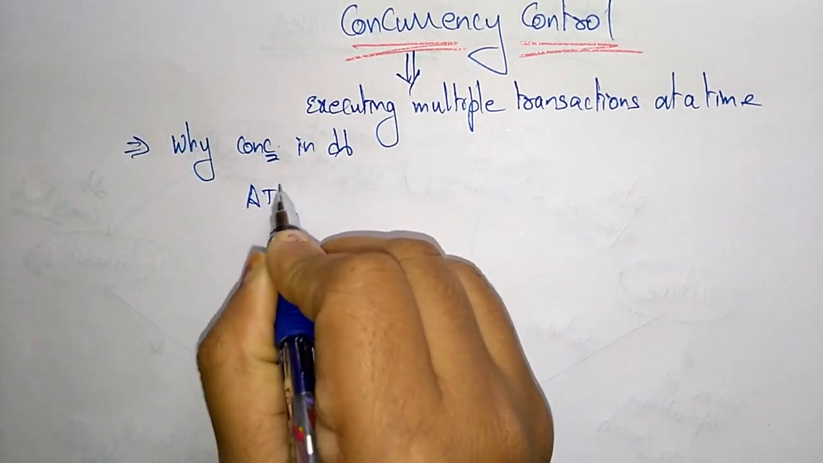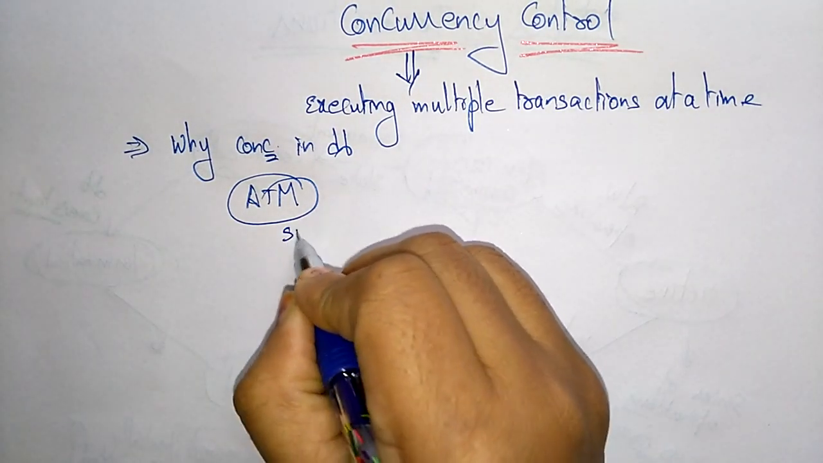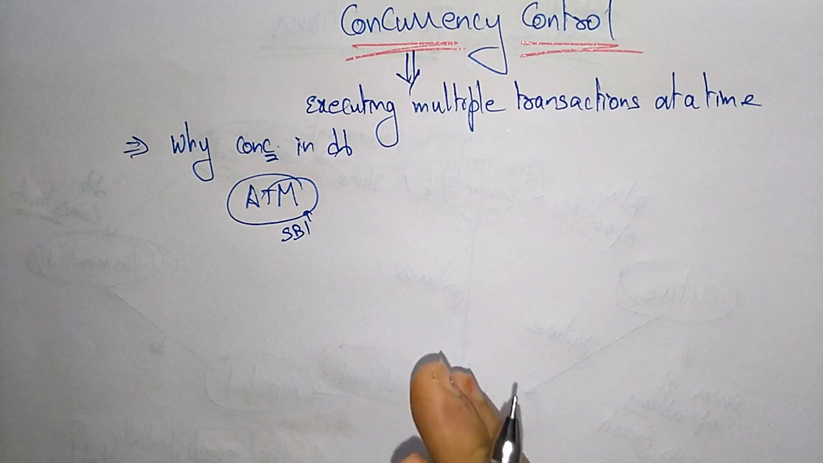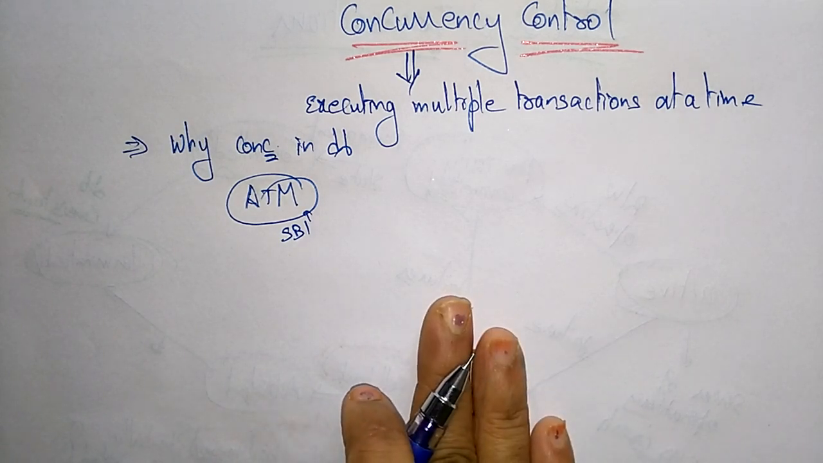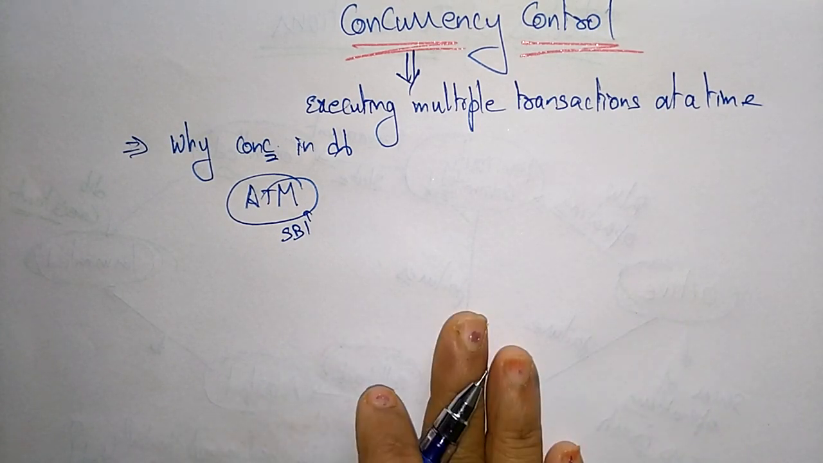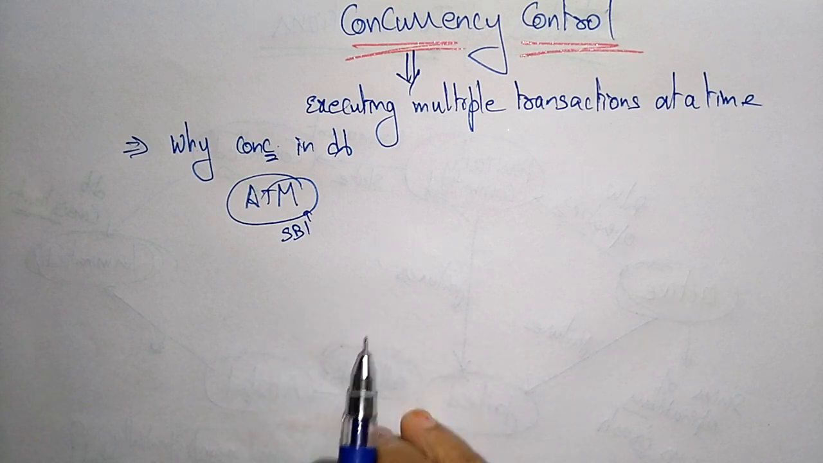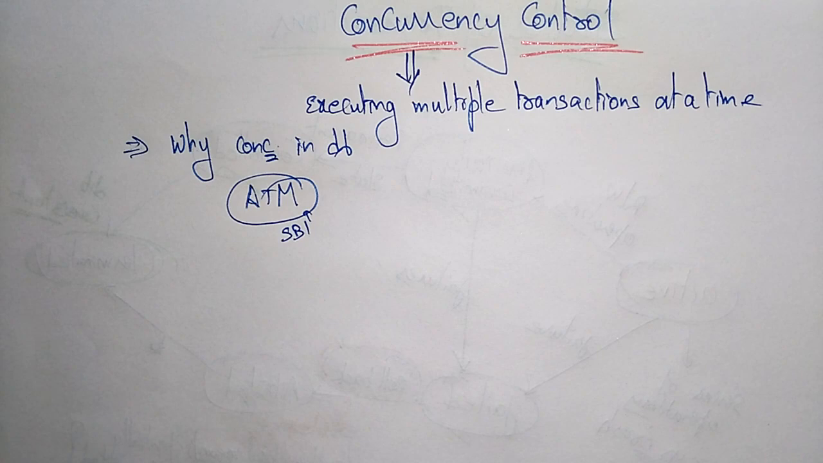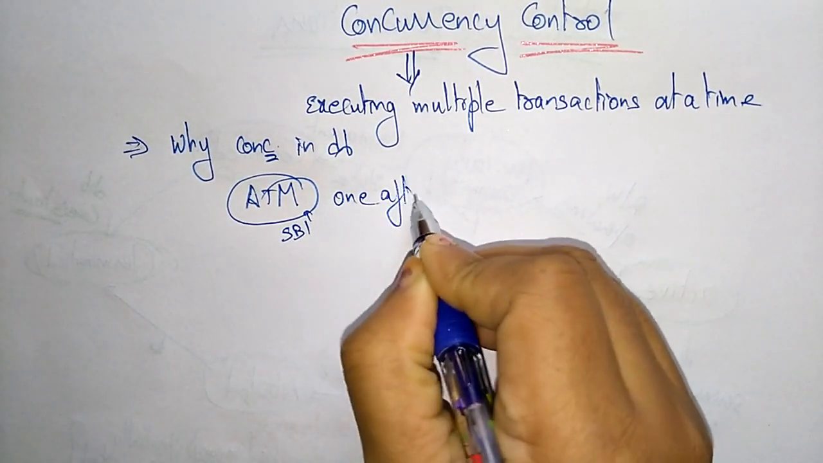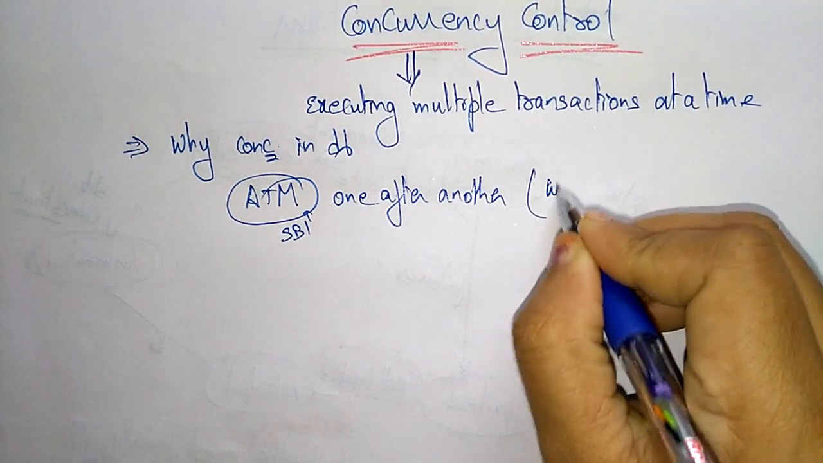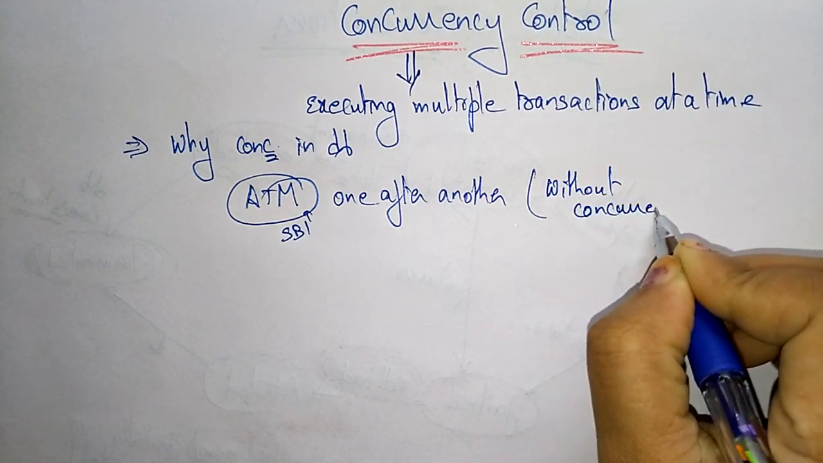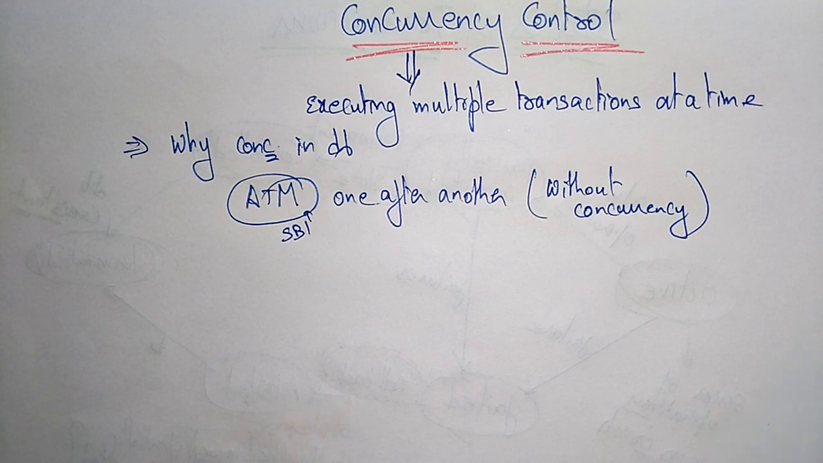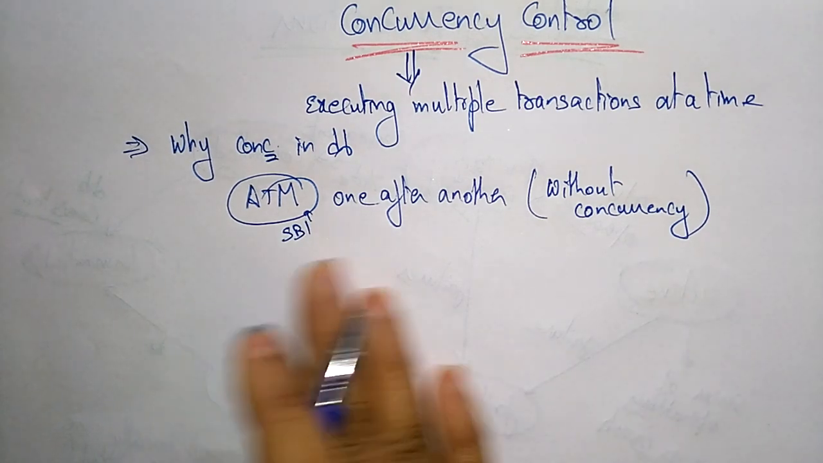Take an ATM machine, related to SBI bank. Suppose one person is withdrawing money at one of the ATMs. If you are not using concurrency, then after the completion of his work only, another person can withdraw money at another ATM, one after another. Without concurrency, wastage of time is more, because so many people are accessing the ATMs of the same bank at the same time in different places. If they wait that much time, the wastage of time will be more. For that reason, we are going for concurrency.